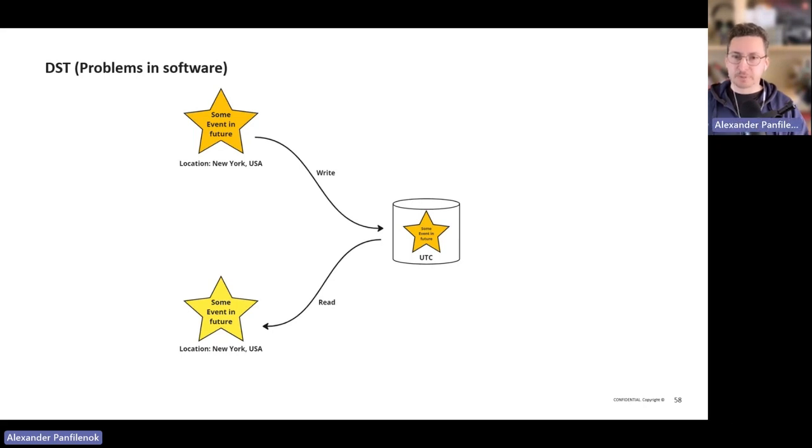And the logic can be broken by a change in time zone rules. For example, a politician decided not to use daylight saving time anymore. If that happened, you will use different rules when you save the value to the database and when you read it back. As a result, you will get incorrect local time.